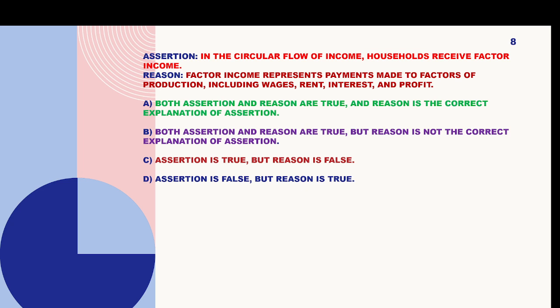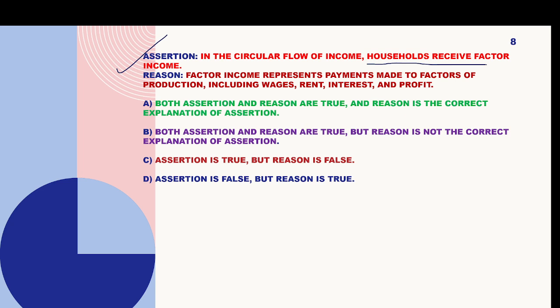Next is the question. We now come to the question point. There are two or three questions we have prepared, like assertion reason. The first question is, assertion: in the circular flow of income, households receive factor income. Households receive factor income. Is it right or wrong? You have to think, because you know that households receive factor income.